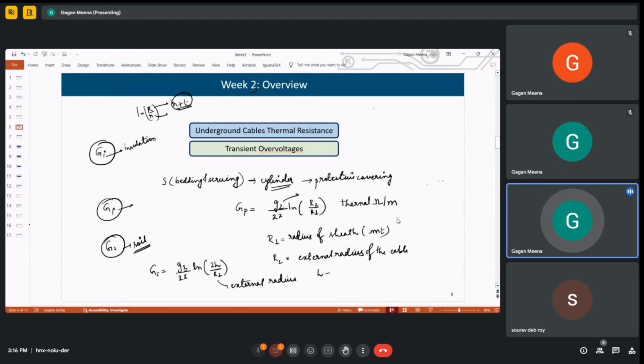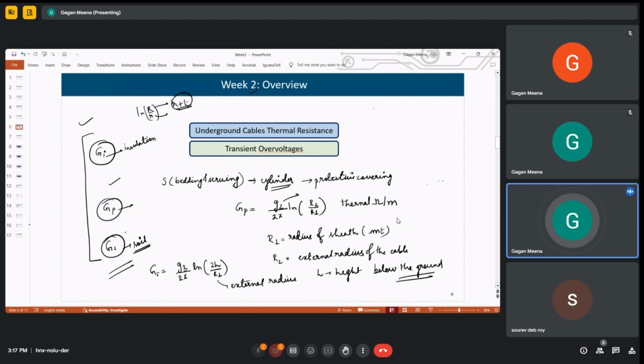and H here is the depth at which the cable is underground. So if the cable is buried h meter below the surface, then the thermal resistance due to soil is given by this. So these are the three thermal resistances, one for insulation, protective covering, and then soil.